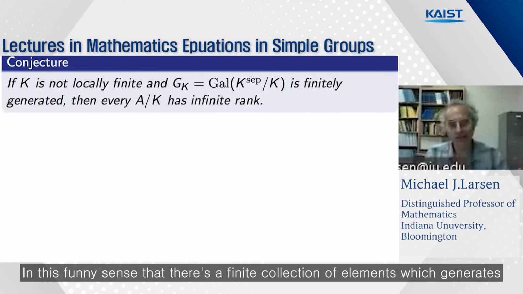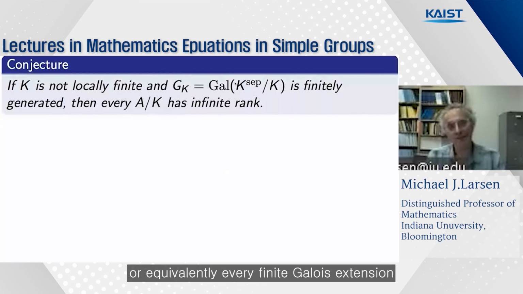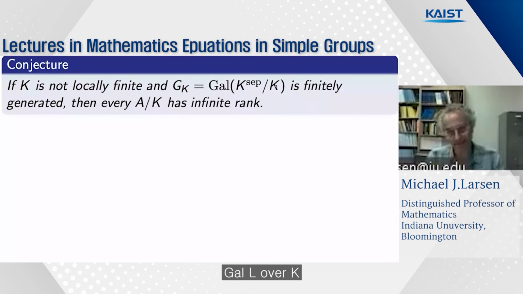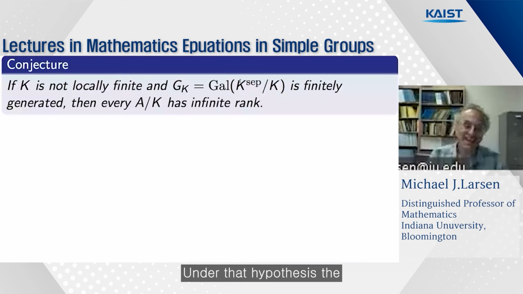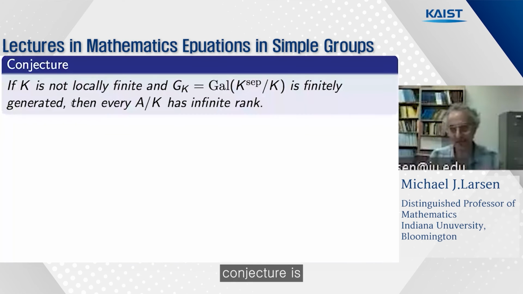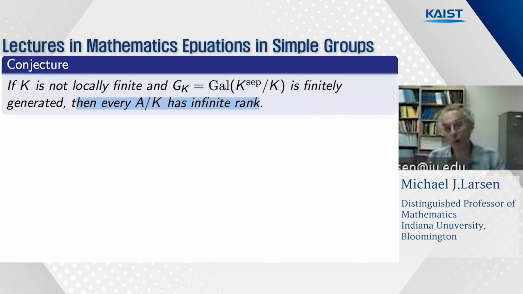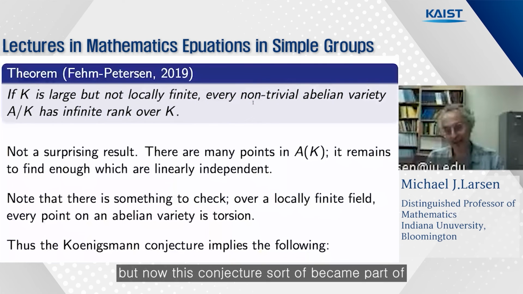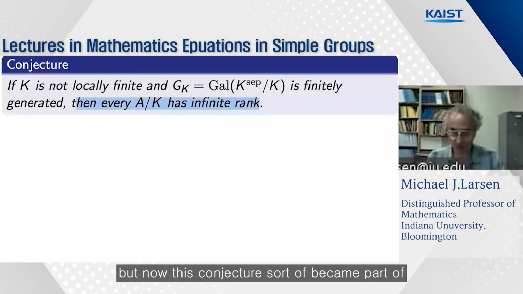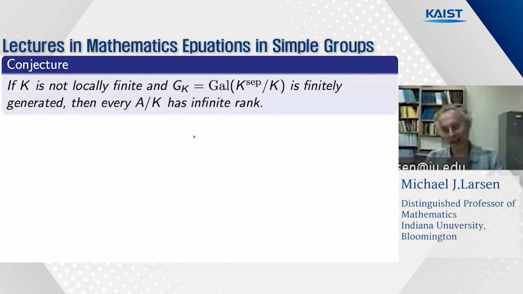Finitely generated here means, in this funny sense, that there's a finite collection of elements which generates a dense subgroup in G_K, or equivalently, that every finite Galois extension, Gal(L/K), has a bounded number of generators, independent of what L is. Under that hypothesis, the conjecture is that every A over K has infinite rank. That's the conjecture. I made this conjecture before Fehm and Peterson proved their theorem, but now this conjecture became part of the general story of what people expect in the world of large fields.